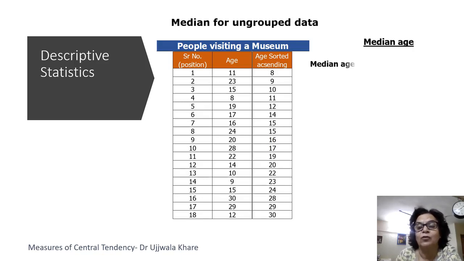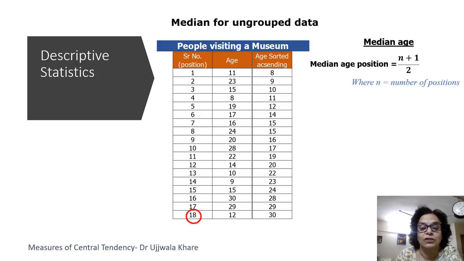So how do we calculate the median age position? It is a positional average which we call as n plus 1 upon 2, where n is number of observations or number of positions. So that is 18. So 18 plus 1 divided by 2 is 9.5. So we have to look at the position. In the first column you can see 9.5 lies between 9 and 10.